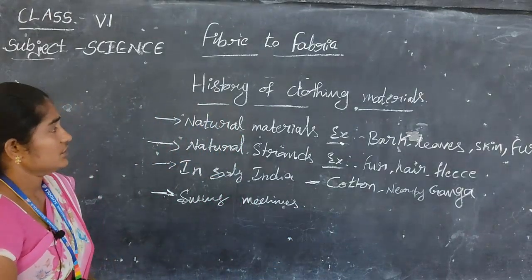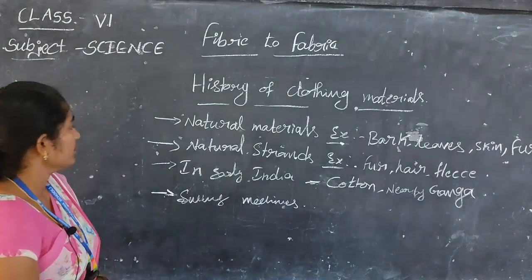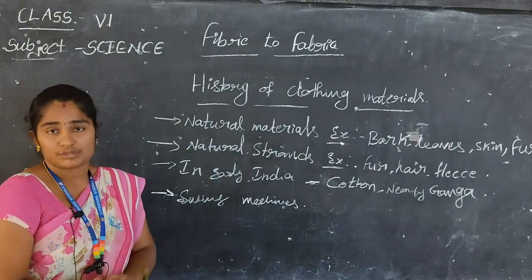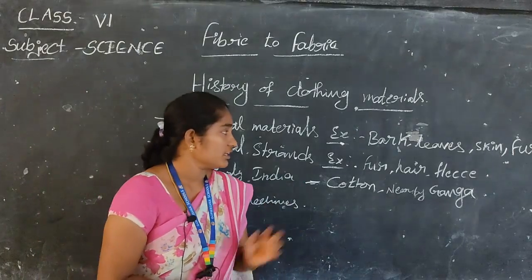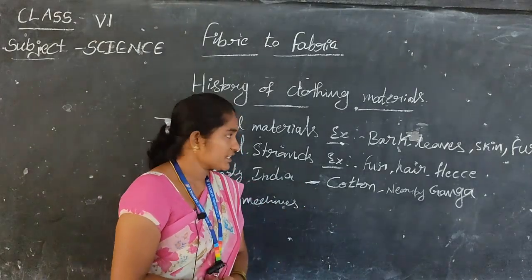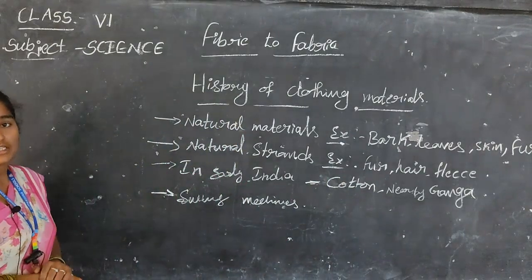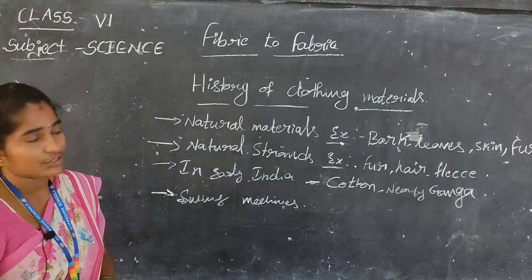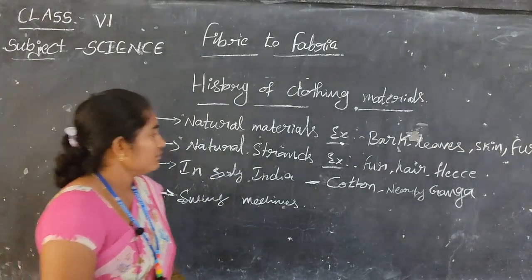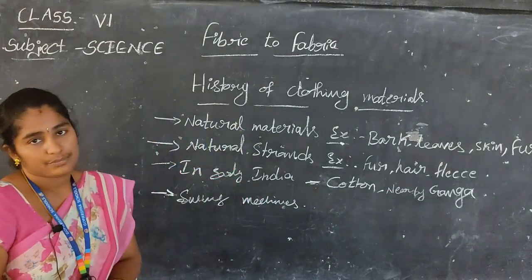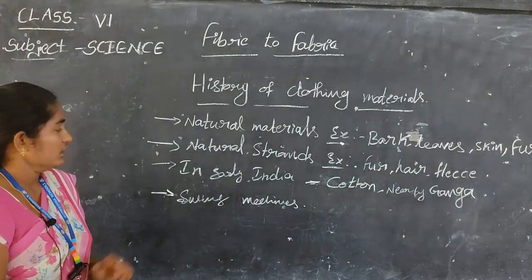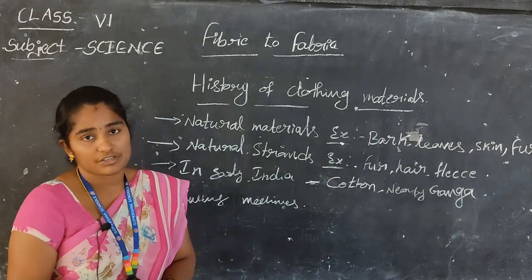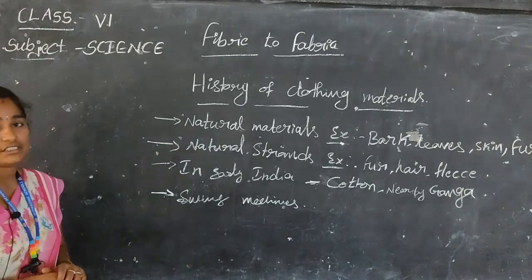Yes, so the history of clothing materials means the natural materials. In early man they are taking the natural materials where it is available in nature. They are taking the bark of the tree and leaf of the trees and animal skin, and taking hair of the animals. They are wearing it as it is. Next, natural strands. What are the natural strands? They are used for spinning material, that is fur and hair and fleece of animals. Next, in early India the cotton is nearby the Ganga river. They grow the cotton plants.